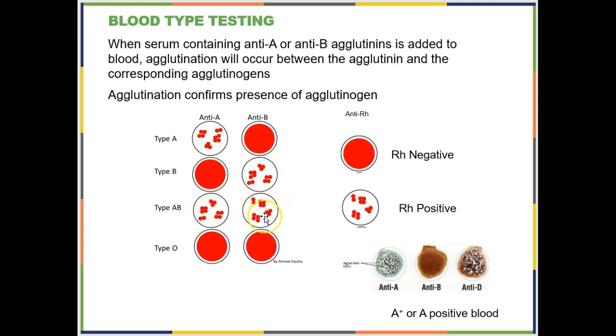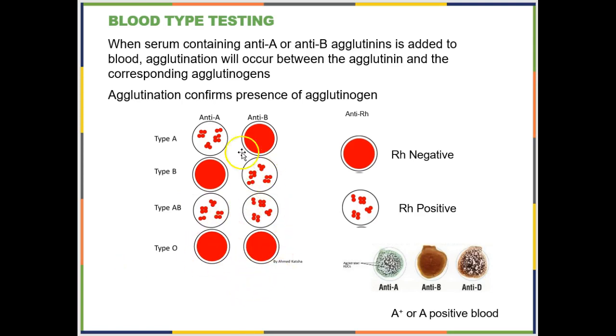Clumping in response to both antibodies means both of the agglutinogens were present in the bloodstream, so you get clumping in both. So this is AB blood, no clumping is O blood.